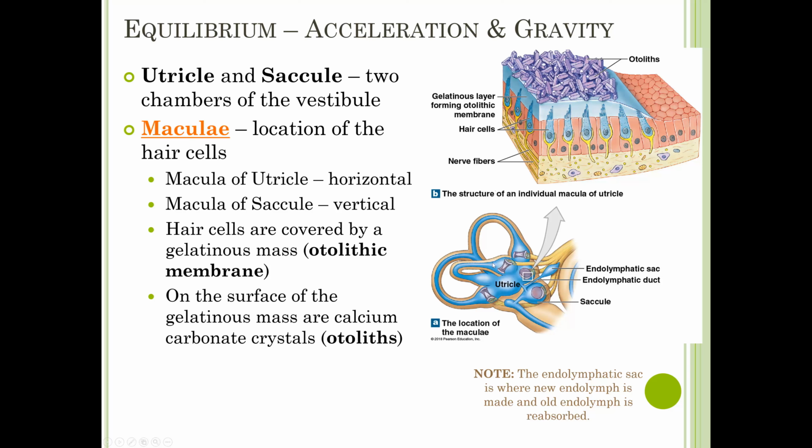Note that in these pictures you can also see this little duct called the endolymphatic duct that leads up to this endolymphatic sac that sits off to the side. Just as a side note, this is where the endolymph is made. So new endolymph is made here, and old endolymph is reabsorbed.